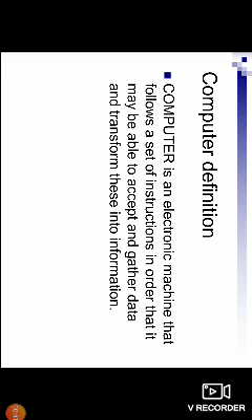Next, computer definition. Computer is an electronic device. That means it is an electronic machine that follows a set of instructions in order that it may be able to accept and gather data and transform these into information. For computer definition we have many different definitions. A computer is an electronic device which accepts data from the input devices, processes the data, stores it in memory and finally gives the result. So this is one more definition for the computer.